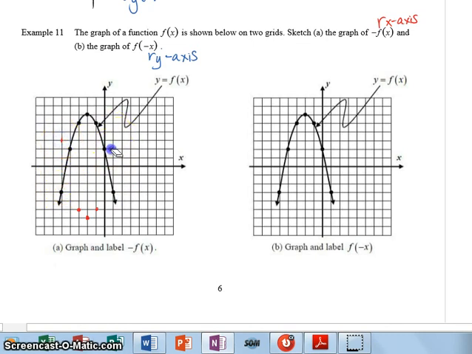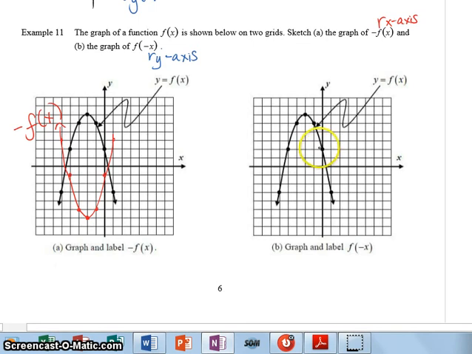Oops, this one I counted wrong. 1, 2, 3, 1, 2, 3. So it's going to look something like this. And it hit here as well, and it hit here as well for that reflection. Oops. A little off here. So this is negative f of x, so reflection over the x-axis.